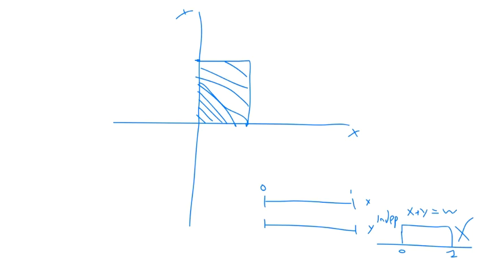So W might fall in between this interval. However, W has the possibility of going all the way to 2. So you have this segment, and you have this other one.